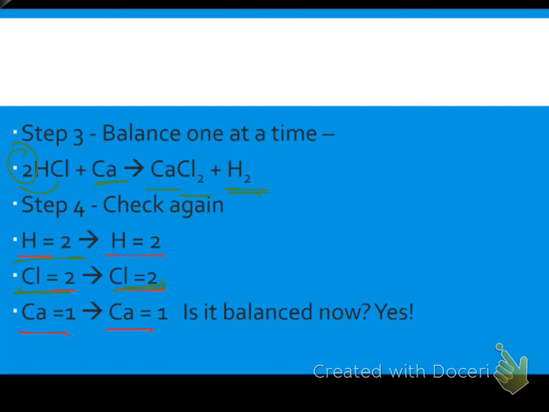Okay. So after you put a coefficient there, you got to re-look at your atoms and see if they are equal. That's step 4. Check again. Okay. That's how you balance equations. We're going to do a bunch of practice problems in class coming up.